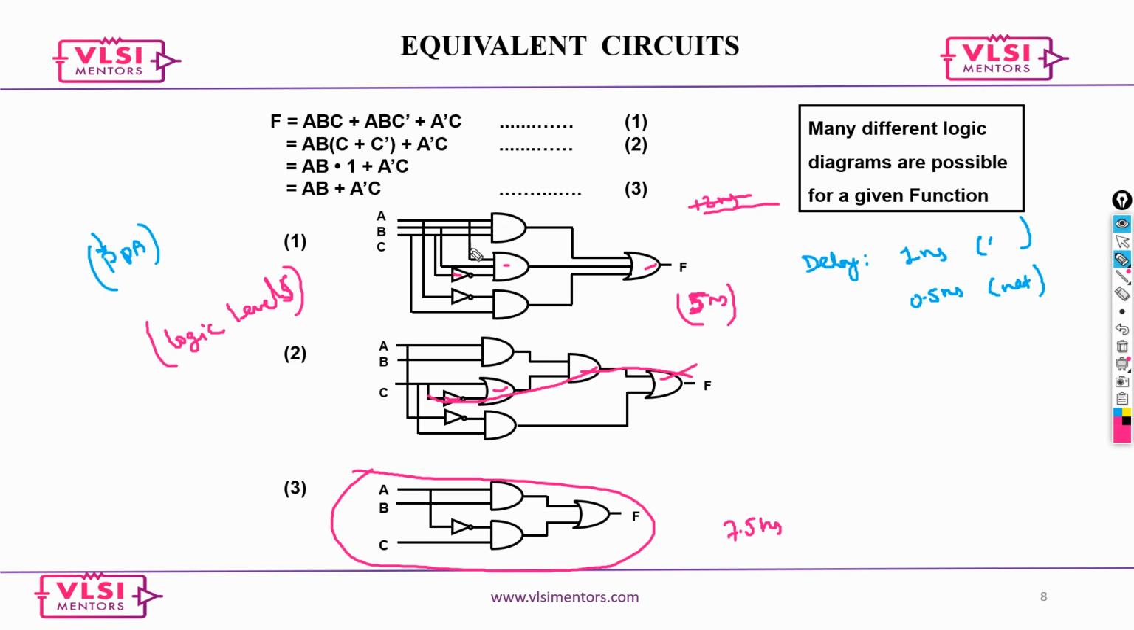If you look here, there are three logic levels, and three logic levels here. So both of these are equal, but for power and area, this is best. So we have to choose this circuit from a PPA angle. This is why we say optimization is really, really important.